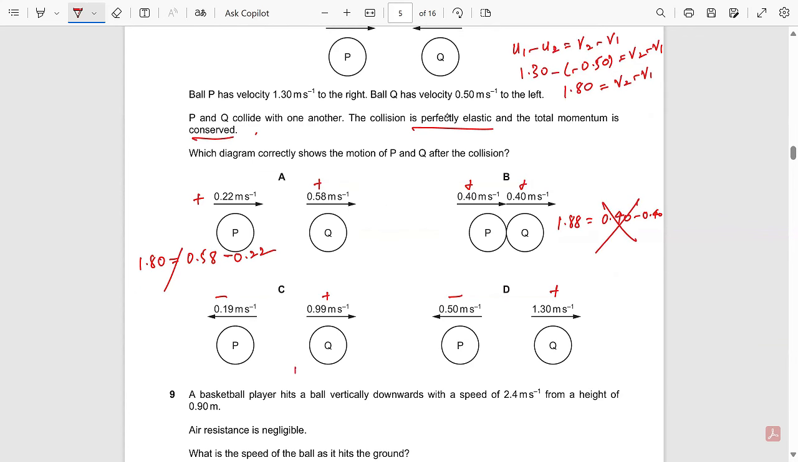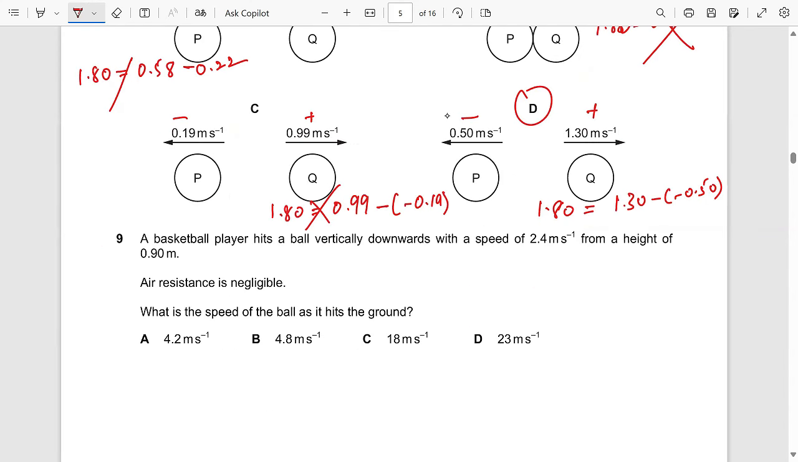And if you apply again, 1.80 is equivalent to 0.99 minus 0.19. Again, this is not the answer. But if you apply this, 1.80 is equivalent to 1.3 minus 0.50, then yes, that answer is correct.